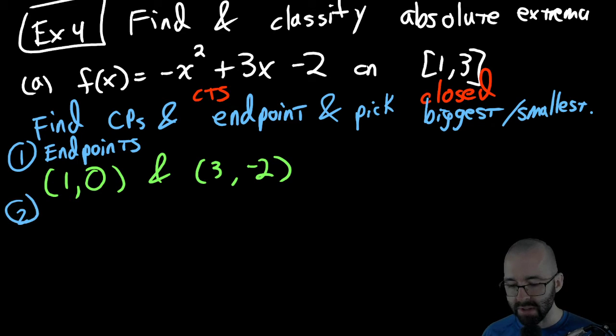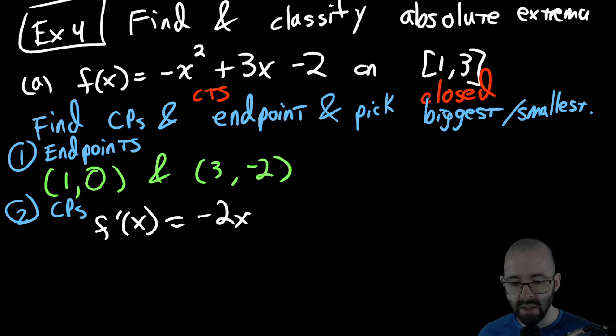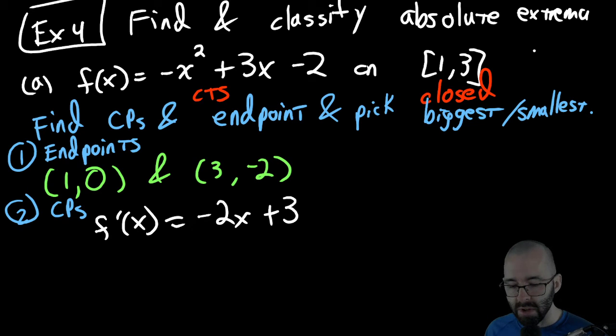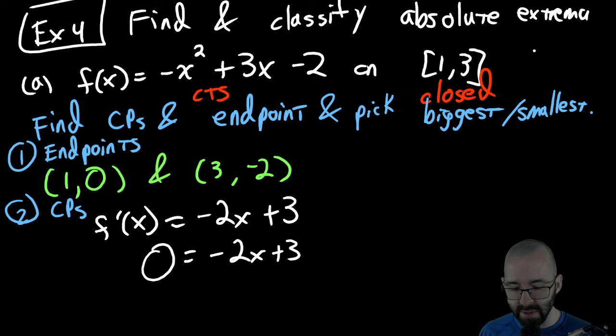Let's find critical points. Well, when is the derivative equal to 0? When is the derivative undefined? We found out how to find critical points in that first one. Let's make sure they're in our interval as well. So when is this equal to 0? That's going to be when x is equal to 3/2.